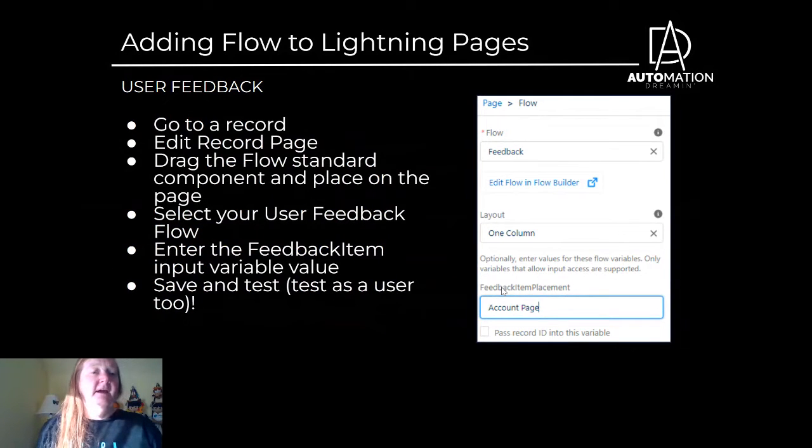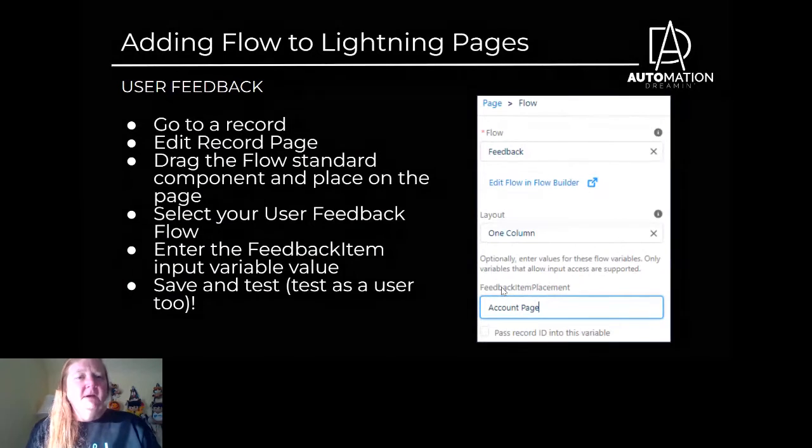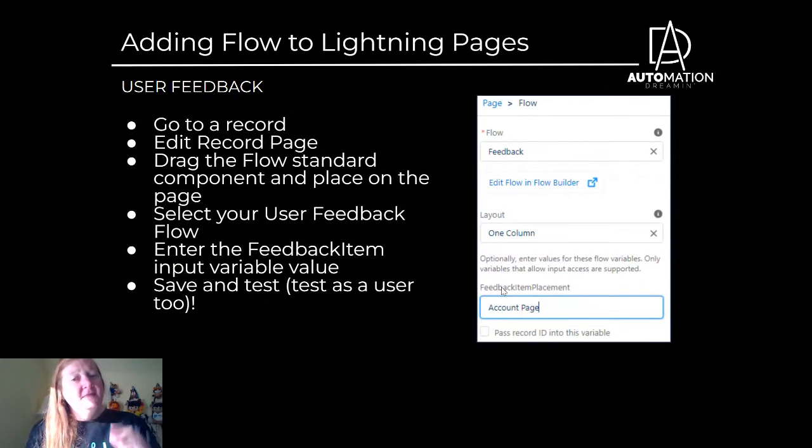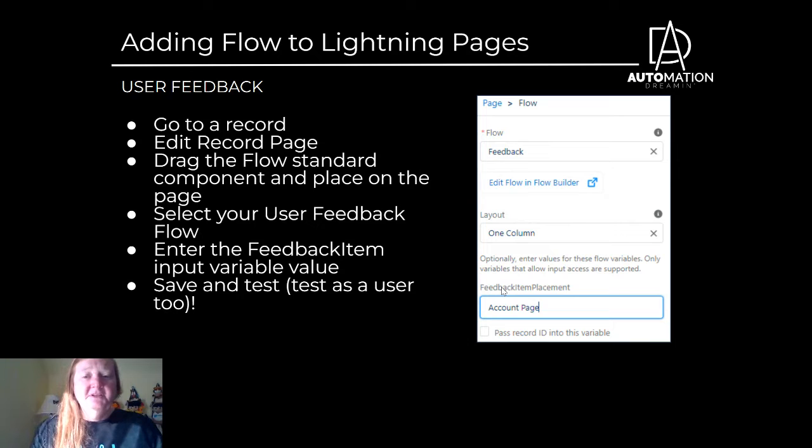So when I go to add this, I go to a record and edit the record page, and I'm going to drag the standard flow component, this is not a custom component, and place it on the page. Within the setup for that component, I'm going to choose my flow. In this case, I had called it feedback. Sometimes I call it user feedback when I create it. It's a one column, so I don't have to change that. And then the feedback item, my input variable, is what I need to populate with what I want to call it. In this example on the screen, I called the field slightly differently, feedback item placement, but it's the account page where I was putting this one.